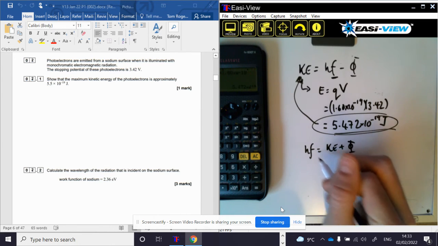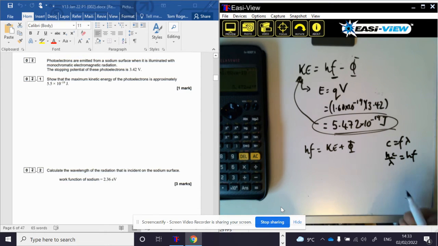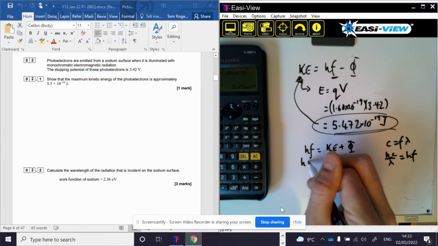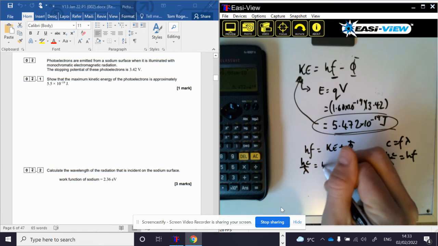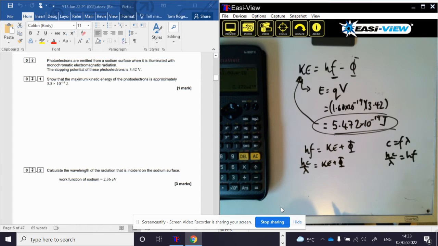And I can express this as, because c is f lambda, I can express hf as hc over lambda, which might sound familiar to you. So hf is the same as hc over lambda. So I can do all of this now. hc over lambda equals KE plus the work function. And I can do a lot of rearranging.